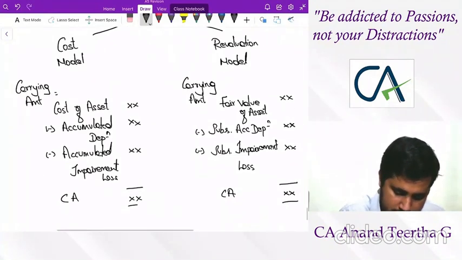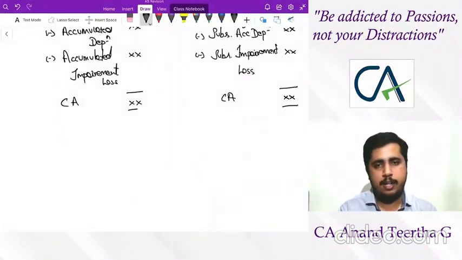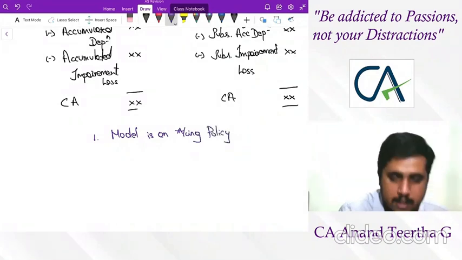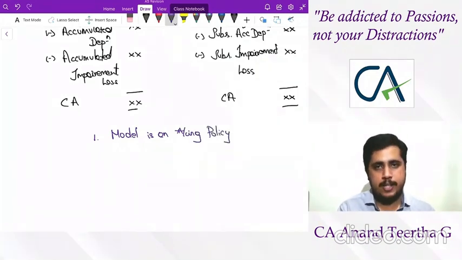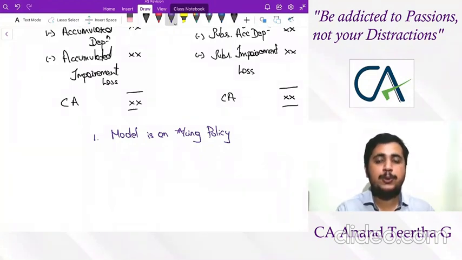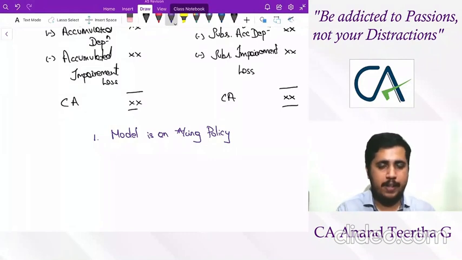Now, there are certain common rules which you have to follow for the cost model and revaluation model. The first point to understand is that the model is an accounting policy. The standard itself told us that the model is an accounting policy. So whenever you apply a model, you are not supposed to change it whenever you want, until and unless conditions are satisfied: AS 1, statute, standard, better presentation. Therefore, it is an accounting policy, and you have to be very careful.